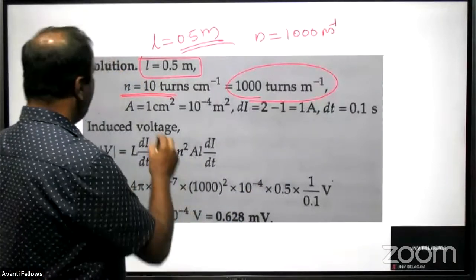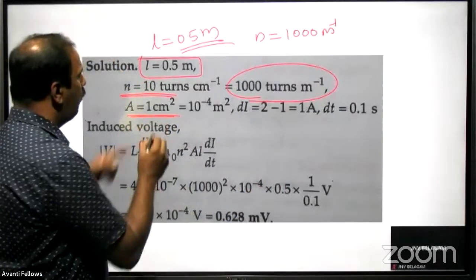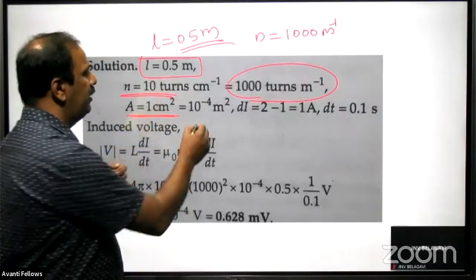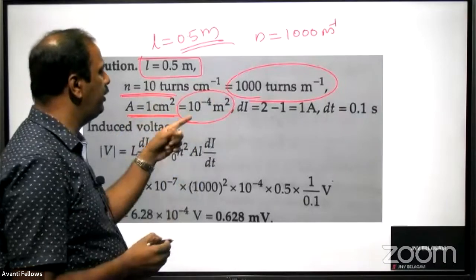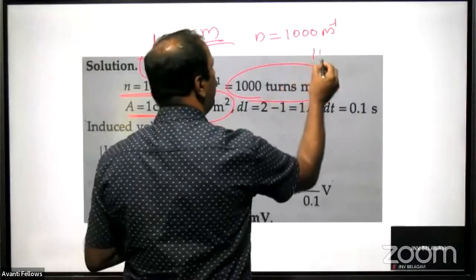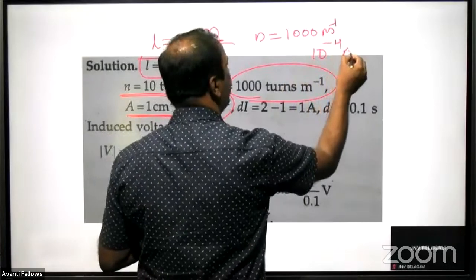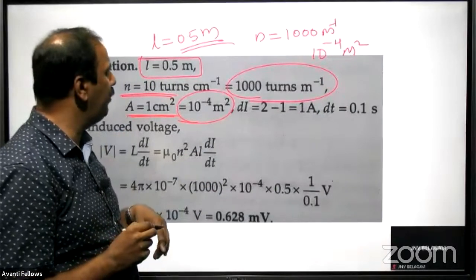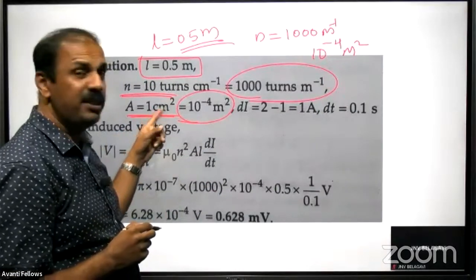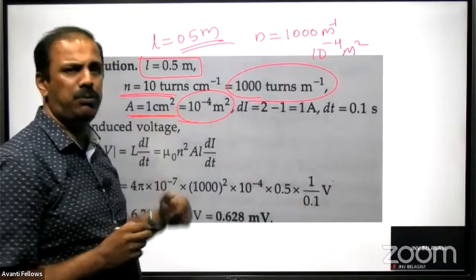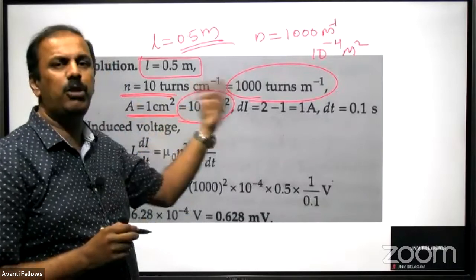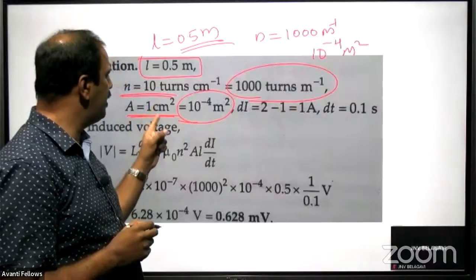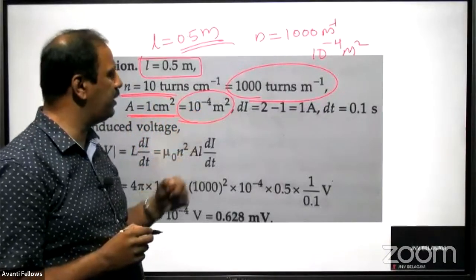And the area is 1 centimeter square. You should be careful here. 1 centimeter square is 10 to the power minus 4 meter square. When converting centimeter to meter, the difference is just 100, but for centimeter square, it is 10 to the power minus 4. If it is millimeter square, it is 10 to the power minus 6. You should not have confusion about that.